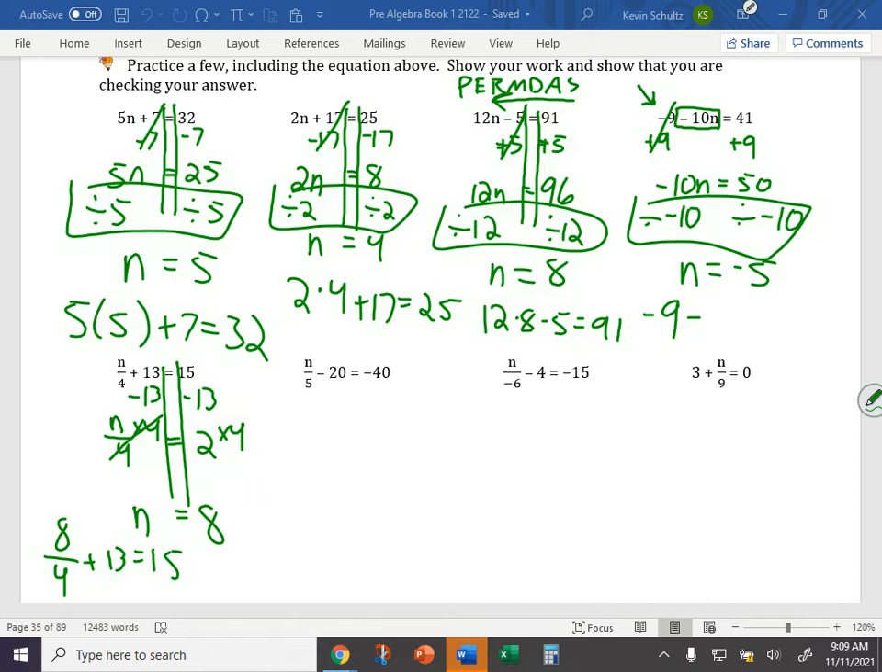We've got -9 minus 10 times -5 equals 41. This one was a little bit tricky because we have to multiply first here. We've got a -10 times a -5. What's a -10 times a -5? Positive 50, right? So then we get -9 plus 50, which does equal 41.